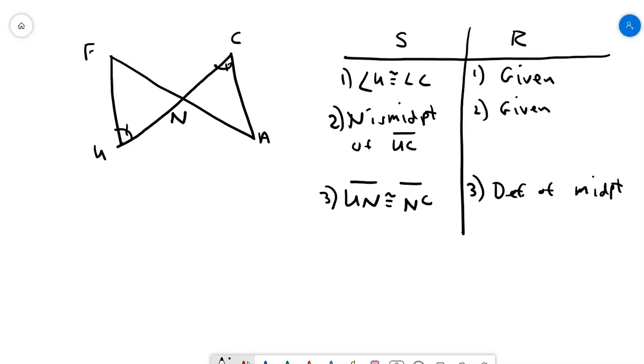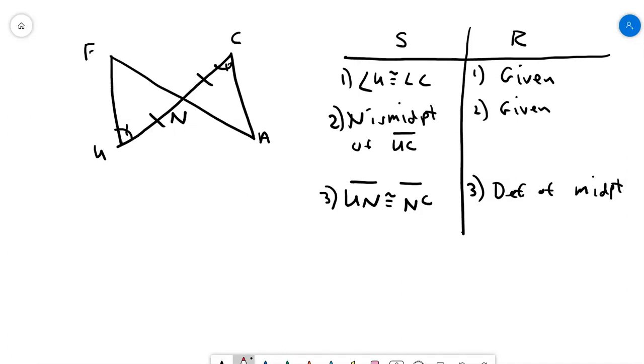Now, if you were going pretty in-depth in this, if you're going to an honors class or something, you would probably write out that a midpoint is a point that divides a segment into two congruent segments. But for now, let's just agree that we know what a midpoint is, and we'll put that out like that. So now I've got two pieces, but that's not enough to prove two triangles congruent. I'm going to need a third piece of information here.